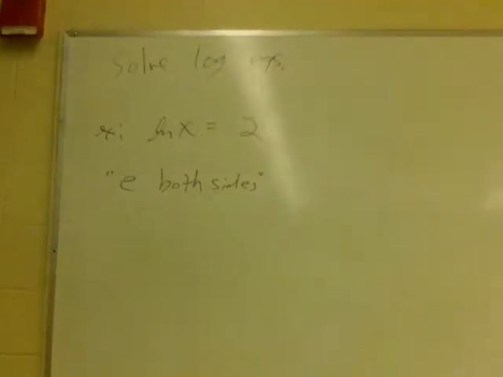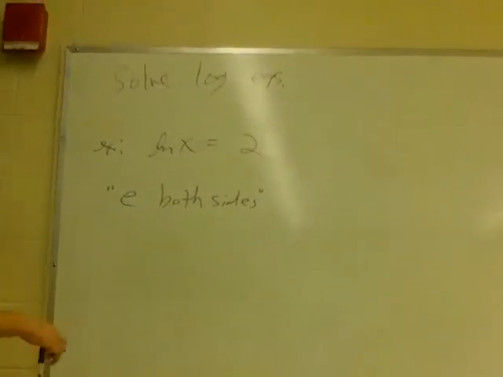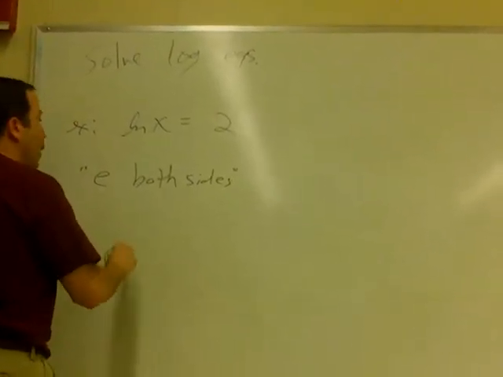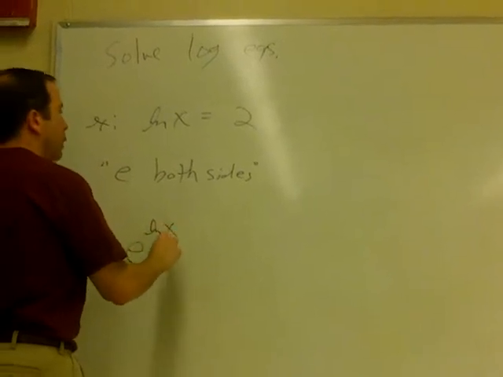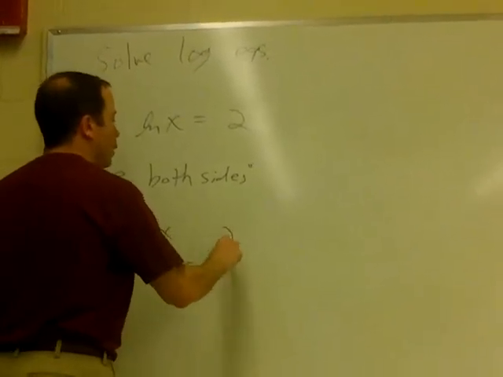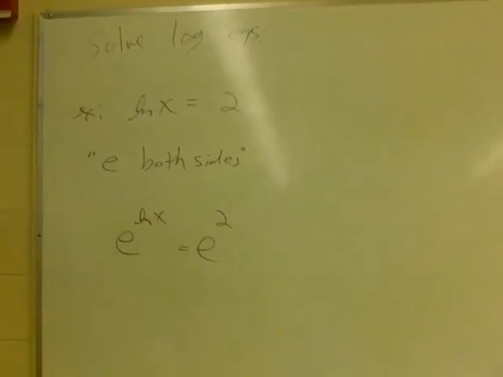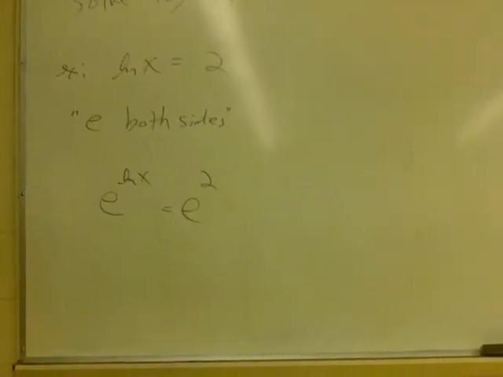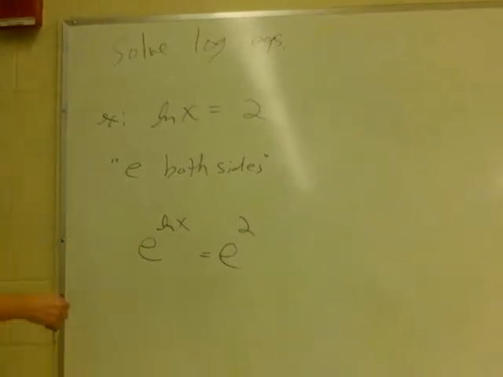We're not multiplying, not even going to add. e is going to become our base. So it's going to be e to the ln x equals e to the 2. They do cancel.